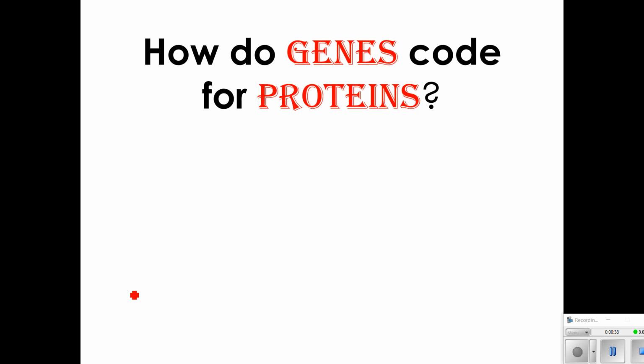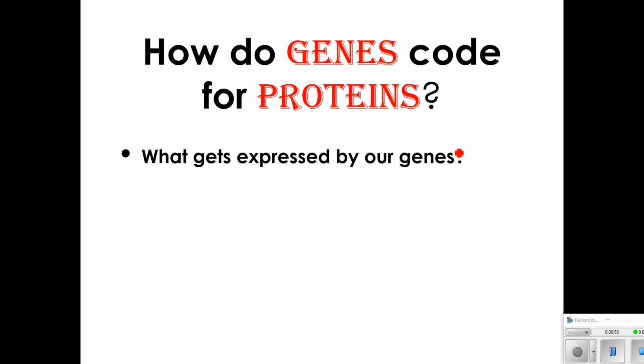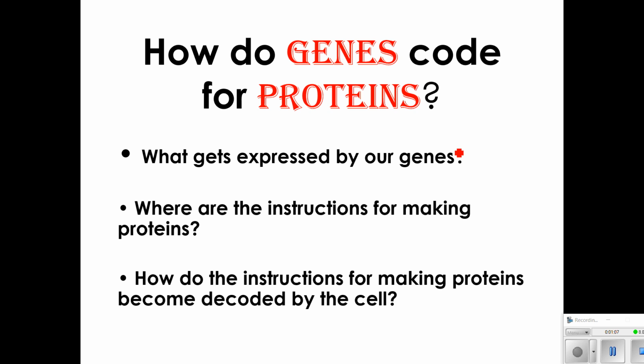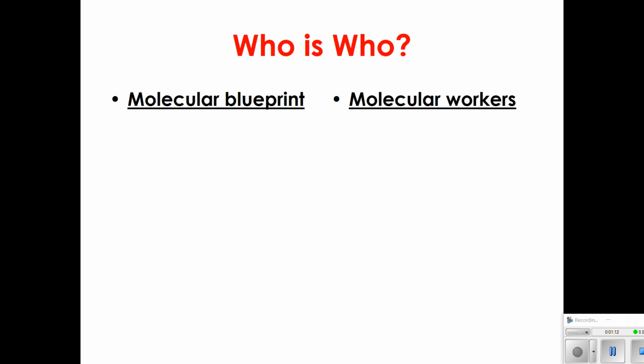Today, we are going to learn about and start talking about how genes are turned into proteins. Proteins are the machines that run your body. Where do those come from? Well, they come from the instructions in your DNA. And your DNA is in every single one of your cells. So today we're going to think about what gets expressed by our genes, where the instructions for making proteins come from, and how do the instructions for making proteins become decoded by the cell. So that's what we're going to get started with today.